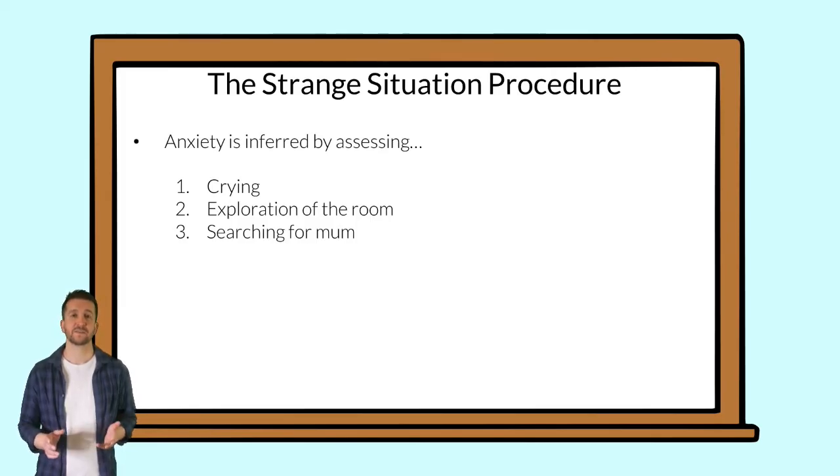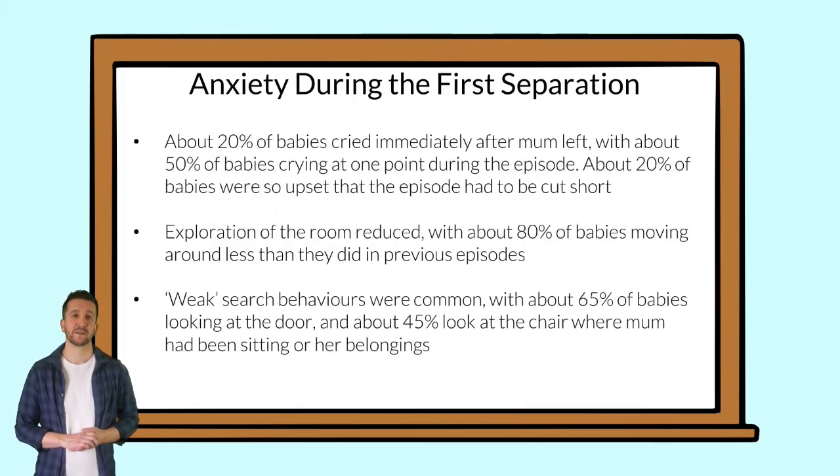Now here's what the researchers found, starting with the results of episode 4, anxiety during the first separation. So in this first separation, the findings with respect to each of the 3 types of behaviors were as follows. About 20% of babies cried immediately after mum left, with about 50% of babies crying at one point during the episode. About 20% of babies were so upset that the episode had to be cut short.